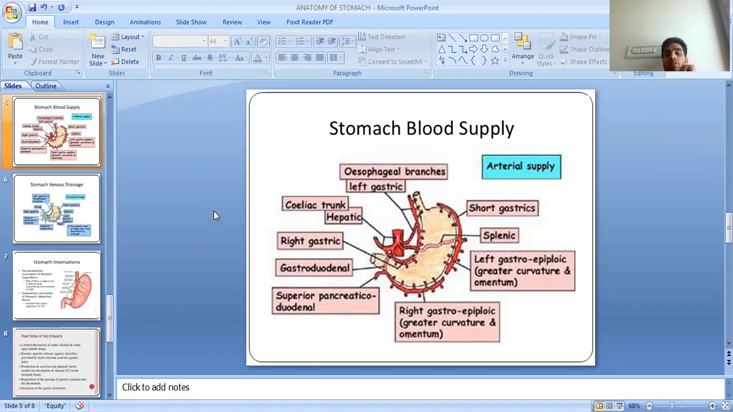Stomach blood supply. It is the arterial blood supply. It means fresh blood from heart to stomach. Short gastric arteries, splenic artery, left gastroepiploic artery, right gastroepiploic artery, superior pancreatoduodenal artery, gastroduodenal artery, right gastric artery, left trunk of hepatic artery, and on the left side esophageal branches of left gastric artery. This is the blood supply of stomach.